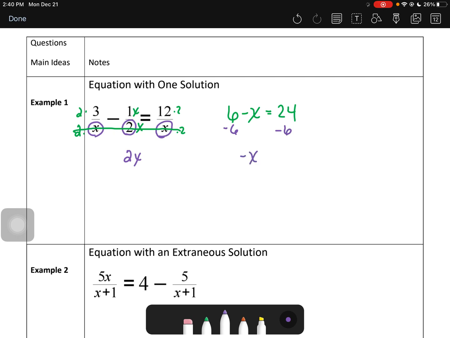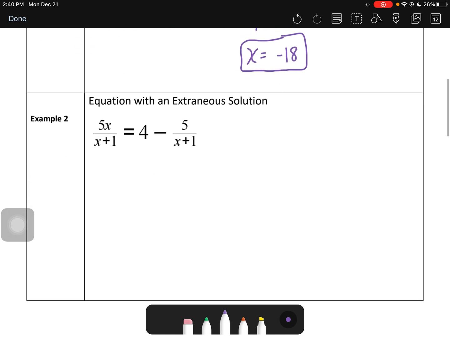So we'll subtract 6 from both sides. We have negative x is equal to 18. And then we divide by negative 1. And so x is equal to negative 18. And we have solved our equation.